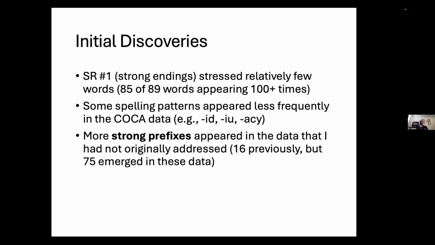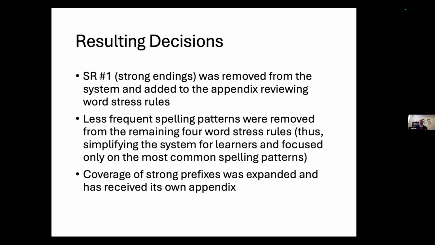I also found that there were more strong prefixes that appeared in the data. So I'd already been teaching strong prefixes through my materials, and I had a list of 16 that I was teaching. Through these data, that list expanded to 75. That's a dramatic expansion from 16 to 75 when looking at data from COCA.